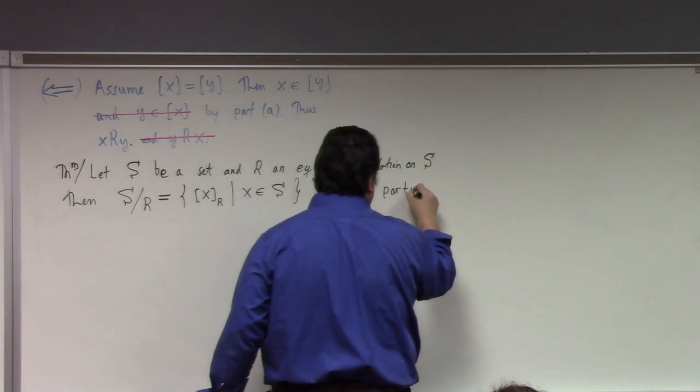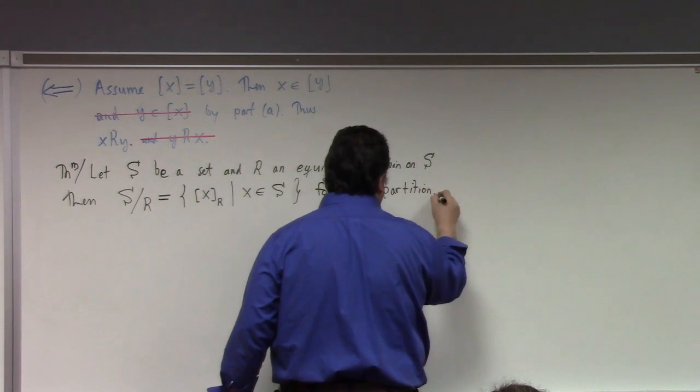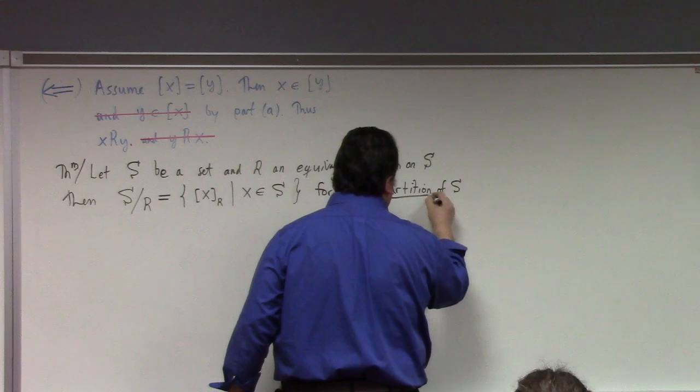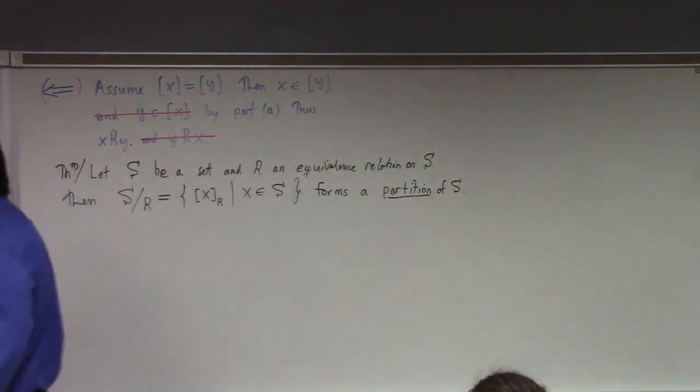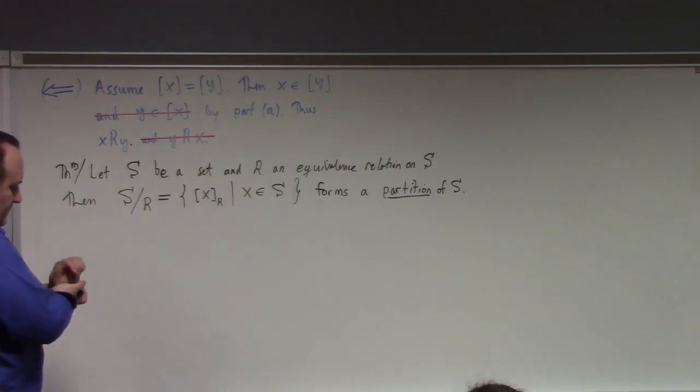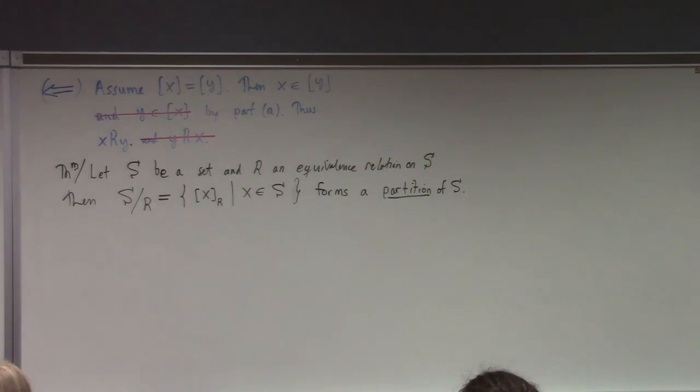What was a partition? Remember, it's a family of subsets of S whose union covers the whole set, right? And any two are disjoint unless they're the same one, right? And also every subset in the family has to be non-empty. So it's a collection of non-empty subsets whose union covers the whole set, and yet the sets in this family are disjoint from each other.